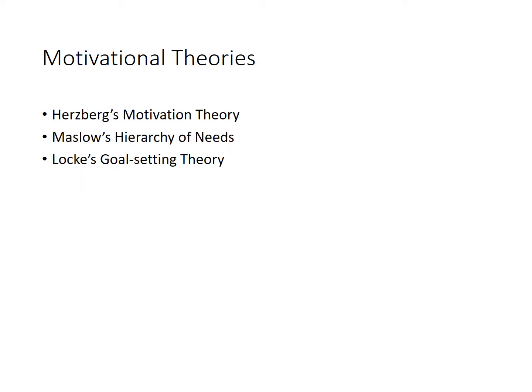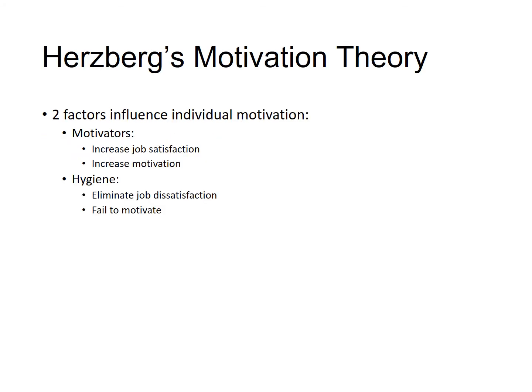Motivational theories. There are loads of motivational theories, but there are three here: Herzberg's motivational theory, Maslow's hierarchy of needs, and Locke's goal-setting theory. Herzberg's two-factor theory, where basically Herzberg was saying that there were satisfiers and dissatisfiers, or hygiene factors. The satisfiers are those factors which motivate people, but on the other side of the coin there were hygiene factors, and those hygiene factors could dissatisfy someone even though they could be satisfied.